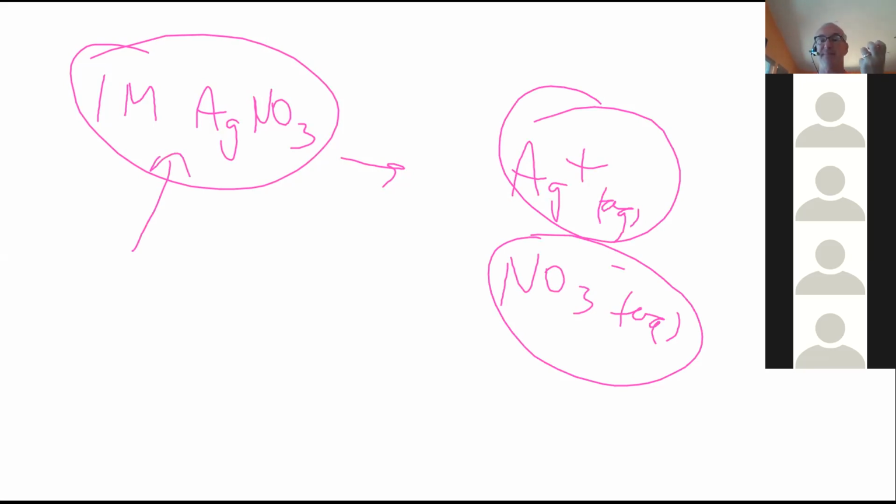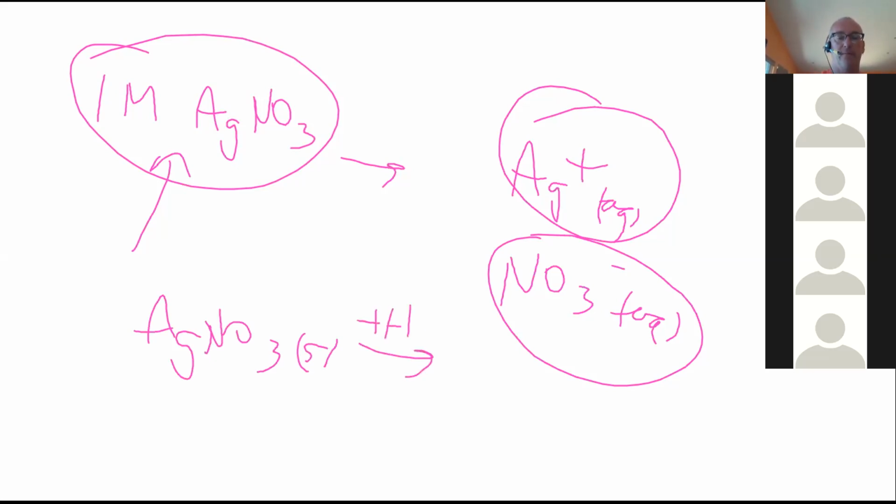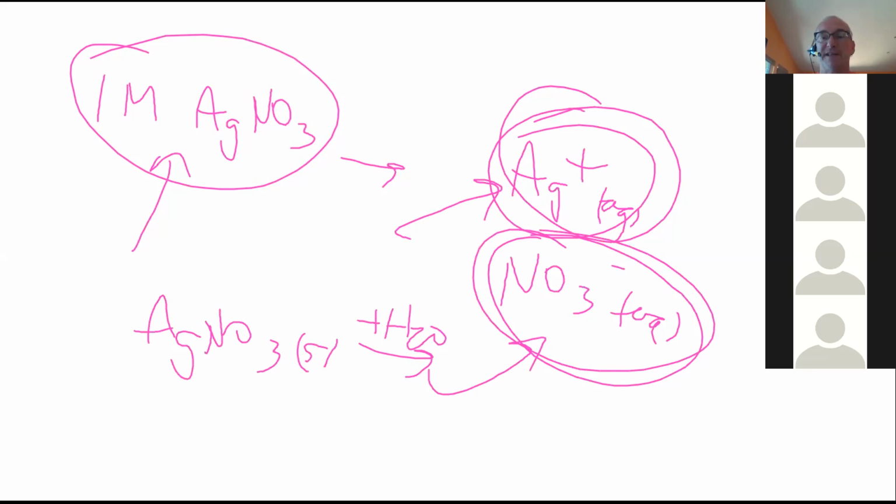If something is given a molarity, it means it's in solution. If it's an ionic compound, it means it's now ions in solution, no longer stuck to each other. Because I took solid, this is an actual reaction. I took solid silver nitrate, I added water, and this is what I got. I got that, and I got that. That's an actual chemical reaction. So I don't have solid silver nitrate anymore. I have this, and I have this. So that's what that means.